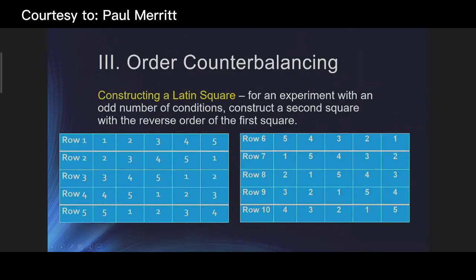we take the first row and reverse it. We flip it down and reverse it. So we're going to do this 5, 4, 3, 2, 1, and then we do the same thing we did before where we add 1 to each of these. And when we add 1 to 5, we go back to 1 again. And so we have everything distributed evenly again. So with an odd number, you're supposed to construct 2 Latin squares, so it would actually take 10 participants to get a complete counterbalancing for an experiment with 5 conditions.